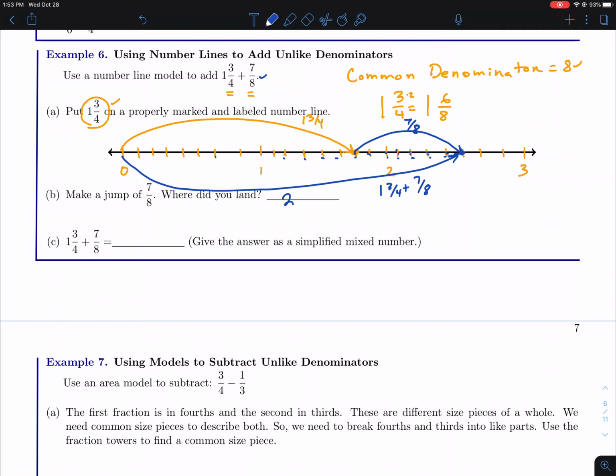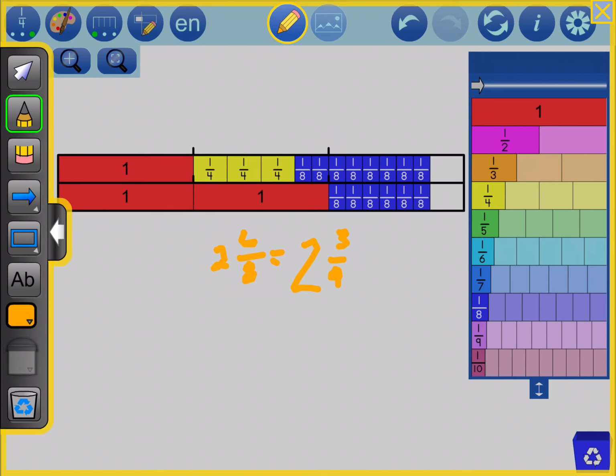6, 7, 8. All right, let's look here. So let's see. So I've got 2 and 1, 2, 3, 4, 5. 2 and 5/8. Is that what we had before? Maybe I miscounted on the last page. Let's check. 1, 2, 3, 4, 5, 6.